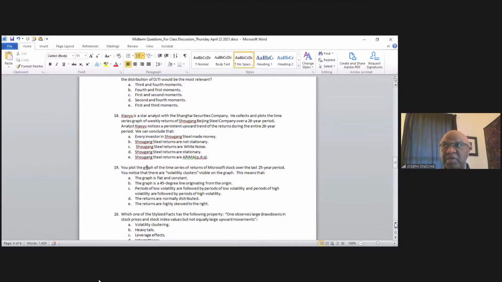Because what is stationarity? Stationarity means that the average, remember one of the conditions is that the mean is constant. So when you calculate returns from prices and you plot it, you notice that the graph just keeps going up and down around a constant mean of 0. That's a definition of stationarity. So this is one of those application questions I like to ask. So B is the answer to number 18.